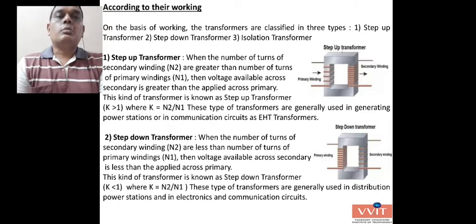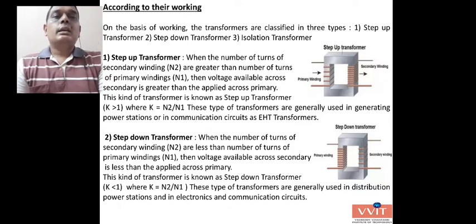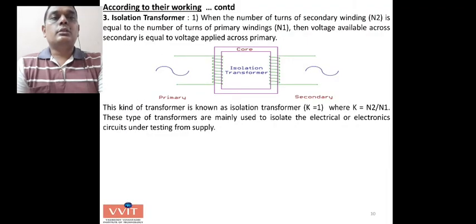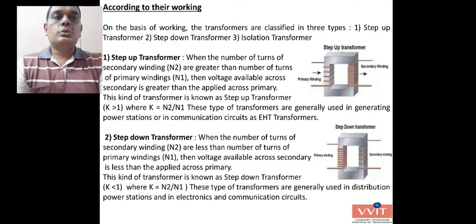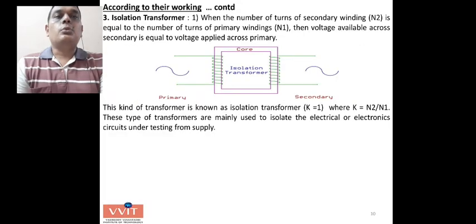What is a step-down transformer? When the number of turns on the secondary winding is less compared to the number of turns on the primary winding, then the voltage across the secondary is less than the primary. These kinds of transformers are called step-down transformers. Here K is less than 1. What is K? K = N2/N1. This type of transformer is generally used in distribution power systems, in electronics and in communication circuits. I think in our cell phones we are using step-down transformers only.